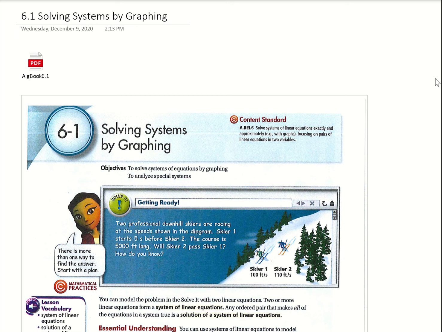Hey, Algebra 1. Today we are starting Chapter 6, and we are starting here with solving systems of equations by graphing. Okay, so we're going to go ahead and jump right into it.